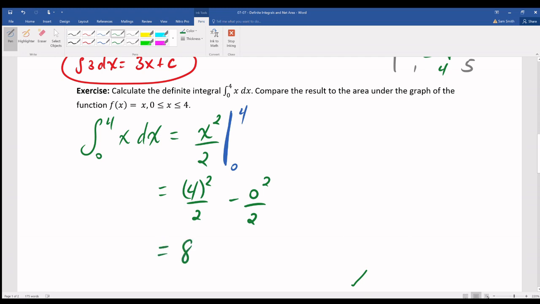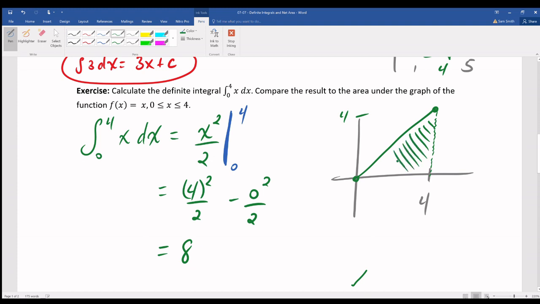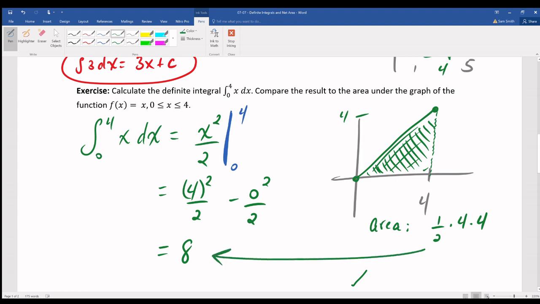Now let's do a graph on the side to see about the area under this graph. So here is f of x equals x, the identity function, from x equals 0 to x equals 4. And the region under that graph is a triangle. So the area can be found by taking 1/2 base times height. And that's 16 divided by 2. And so once again, we have gotten back exactly the value of the definite integral.